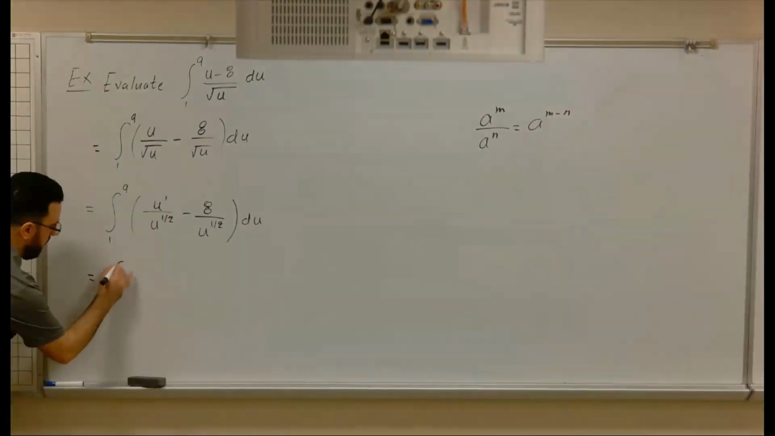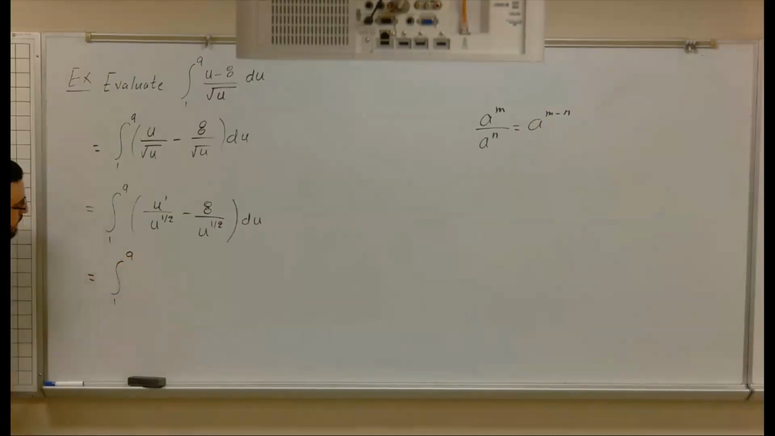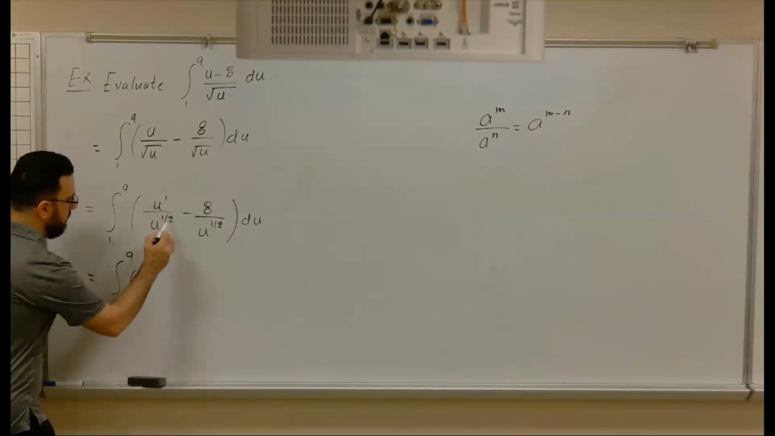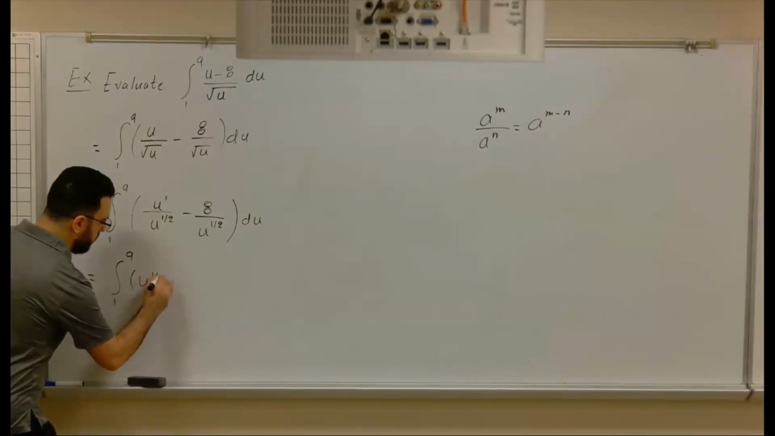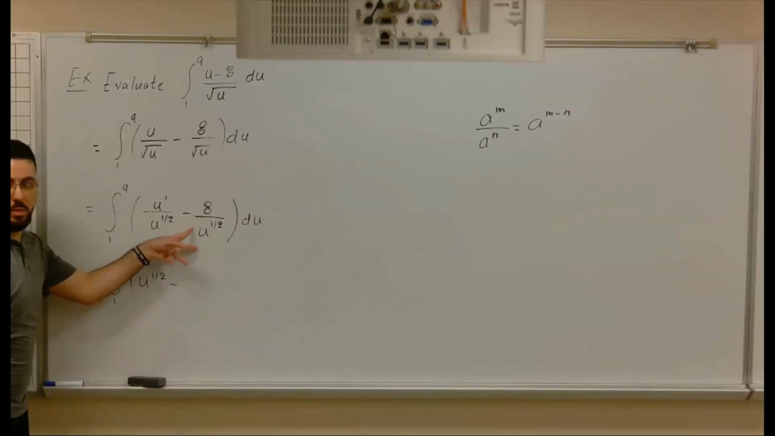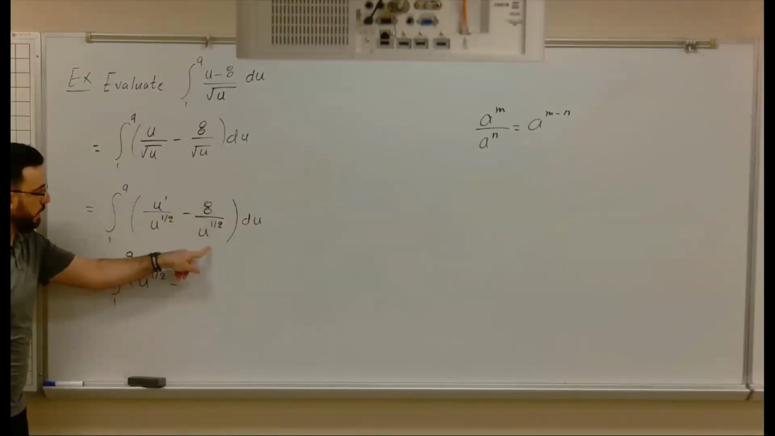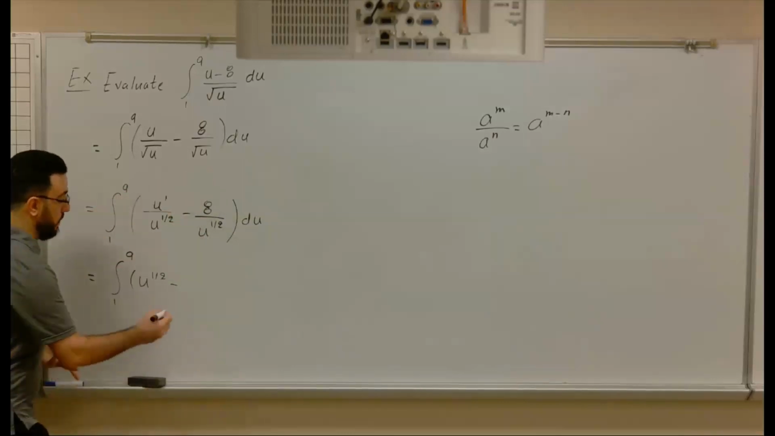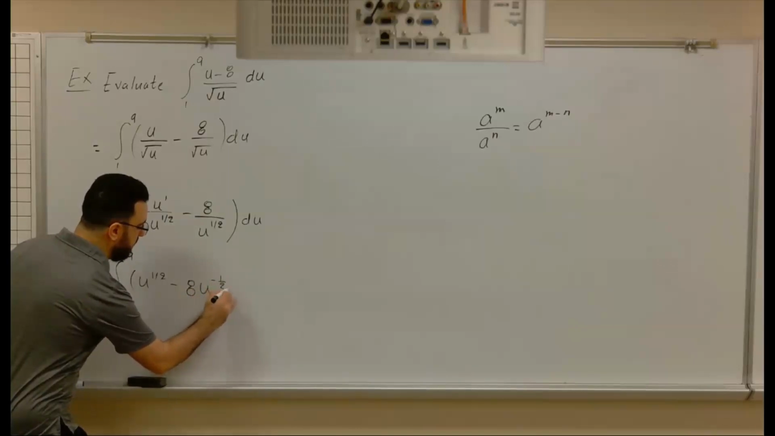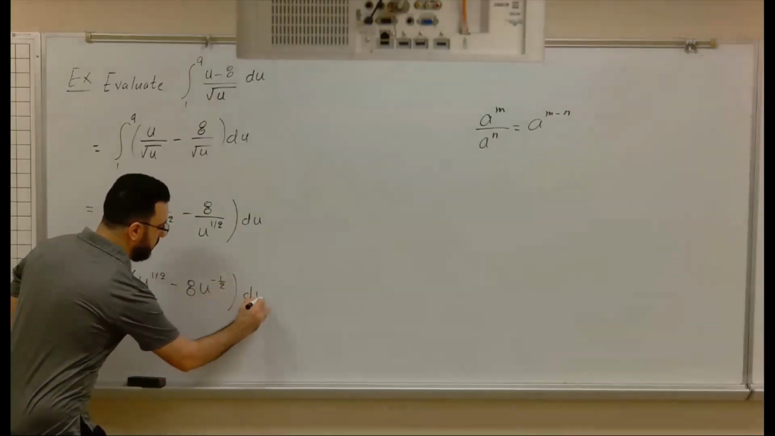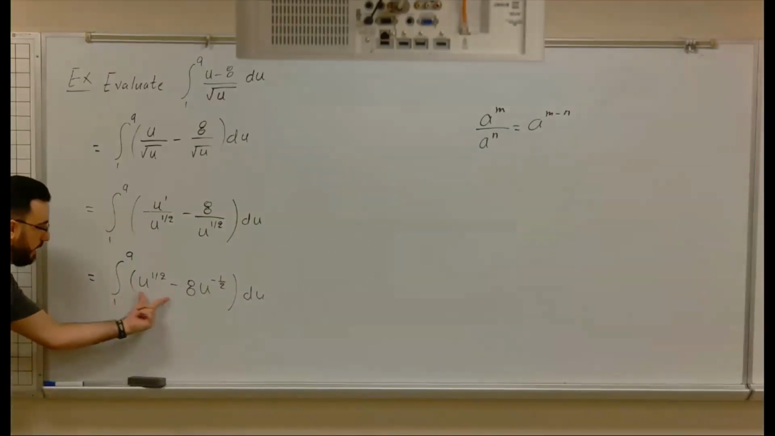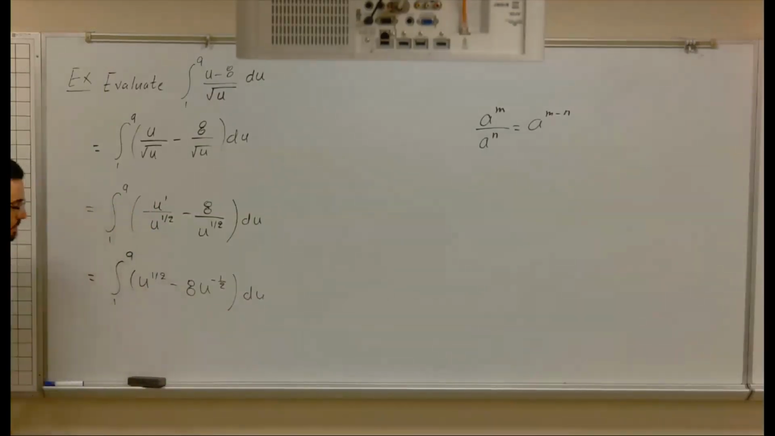So this one is going to be the integral from 1 to 9. The same base is going to be u, 1 minus half is going to be half. Minus, what about this one? Here the 8, can I move this one to the top? So it's going to be 8 u to the negative half, and everything du. Now this one is easier to find the integral. I'm going to find the integral here, and I'm going to find the integral here.